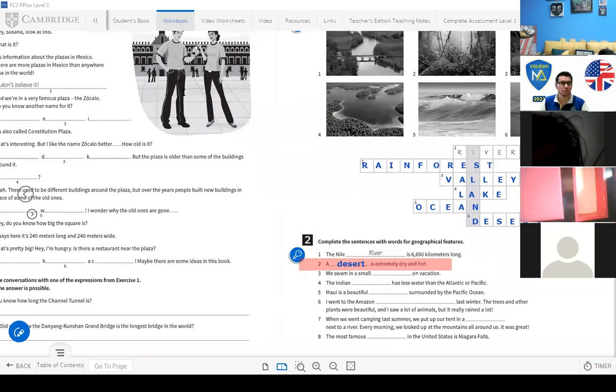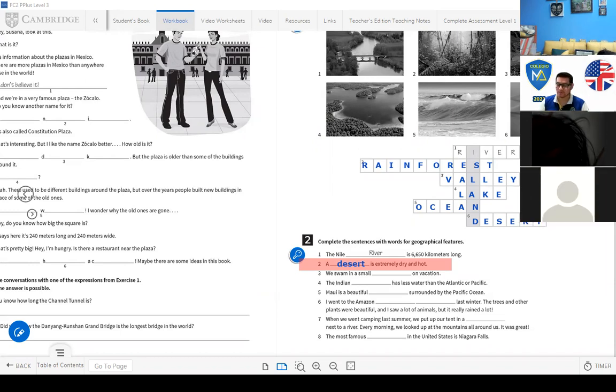Yeah, let's work now with my friend Ventura. Ventura, please, you are going to tell me now the answer in this part. Number 3, what's the answer in number 3, Ventura? Adriana. We swam in a small on vacation. What do you think?